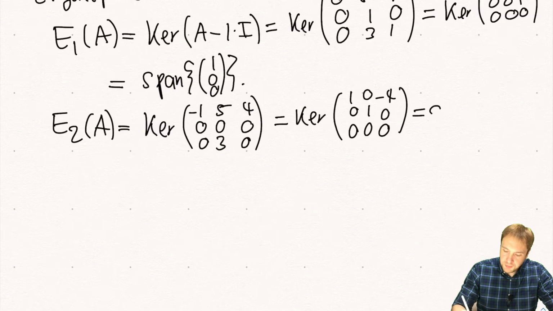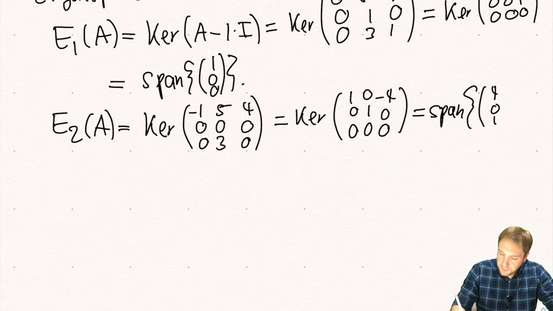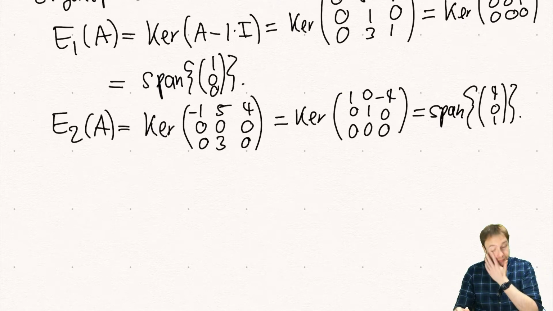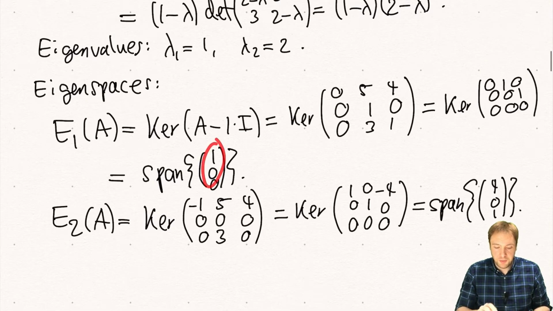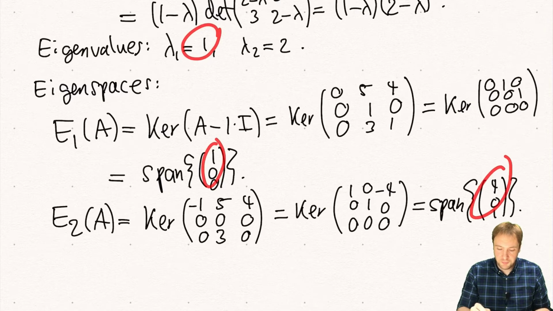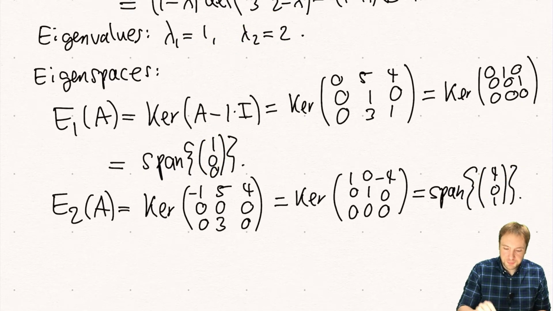And therefore we see that this is now spanned by (4, 0, 1). So this is here a vector, an eigenvector for eigenvalue 1, and this is a vector for eigenvalue 2, and these two span the eigenspaces.